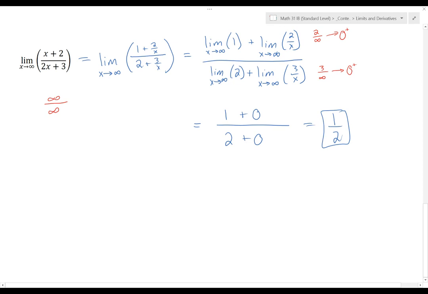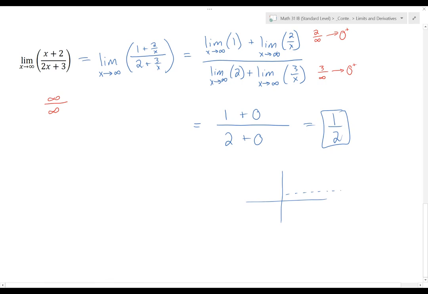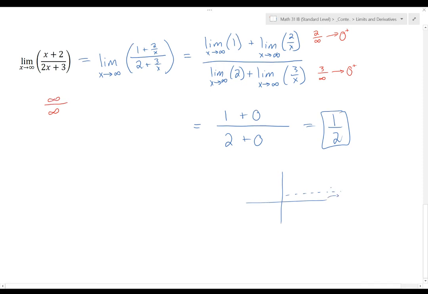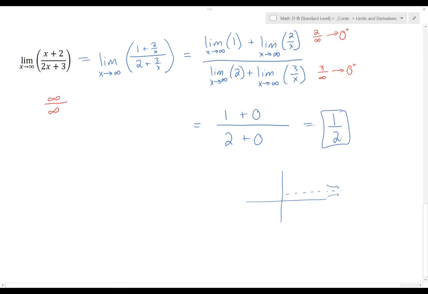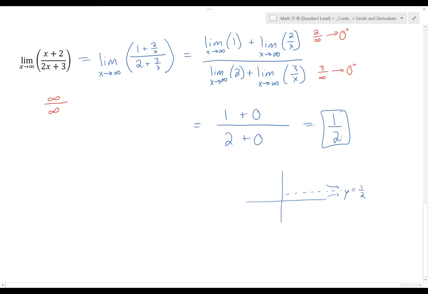So that actually tells me that as this graph is going off towards infinity, the y value, if I were to graph y equals x plus 2 over 2x plus 3, is approaching 1/2. Now, I don't actually know at this point whether it's approaching from below or on top, but it is approaching a horizontal asymptote of y equals 1/2. So that's what infinite limits allow us to do.